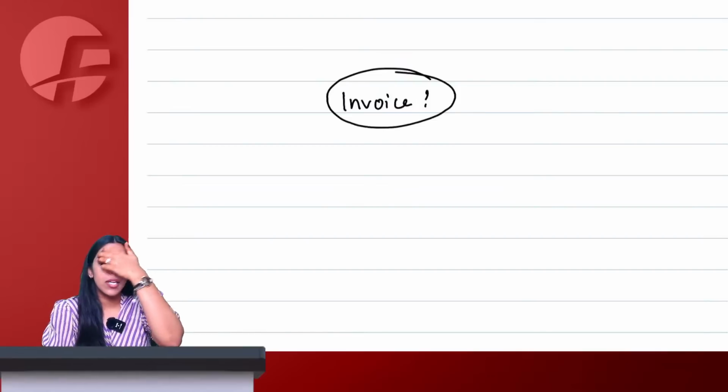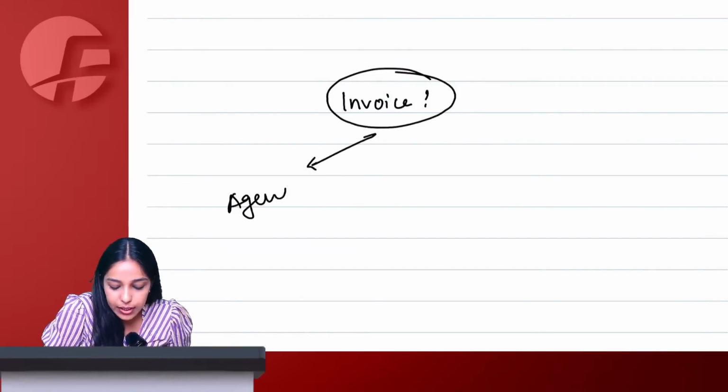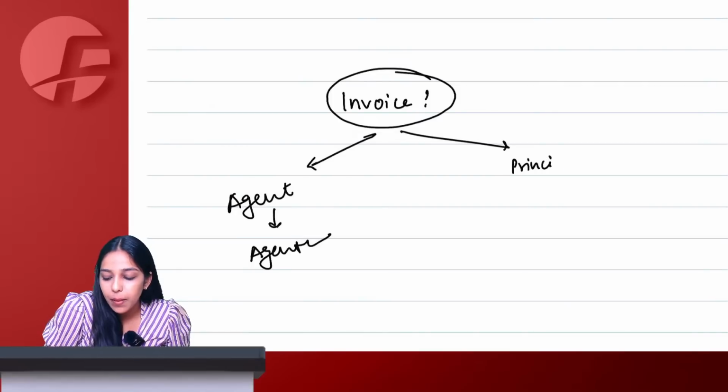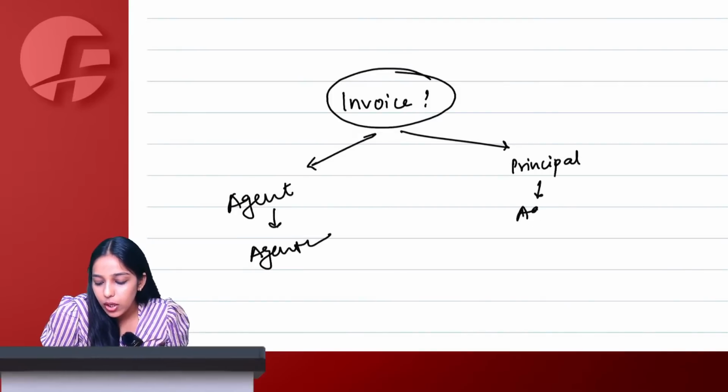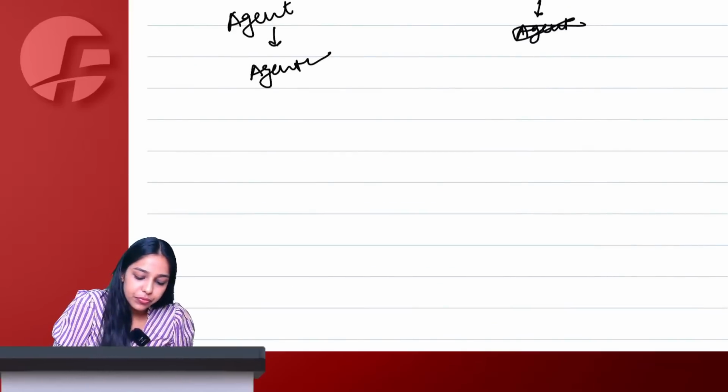Invoice issued in whose name? If the invoice is issued in the name of the agent, then the agent is an agent according to GST. But if the invoice is issued in the name of the principal, then the agent is not an agent under GST. Let us take an example.